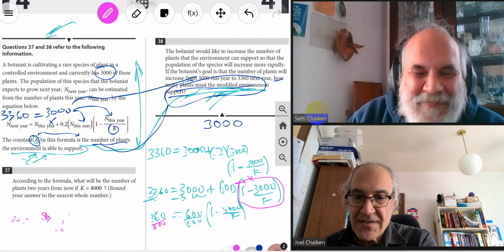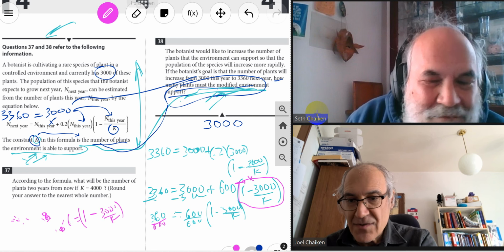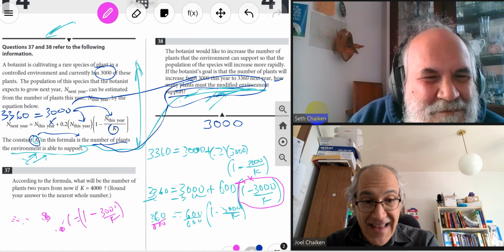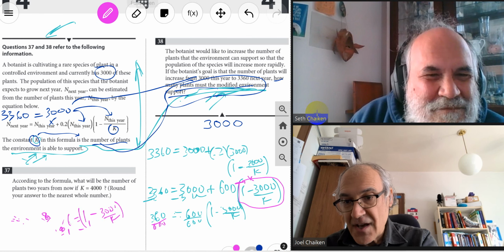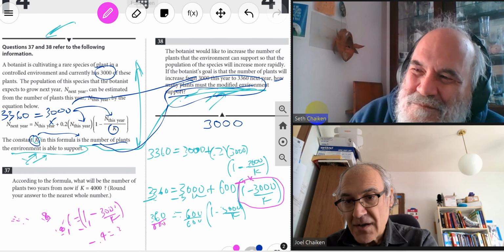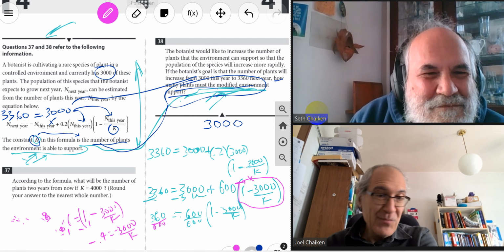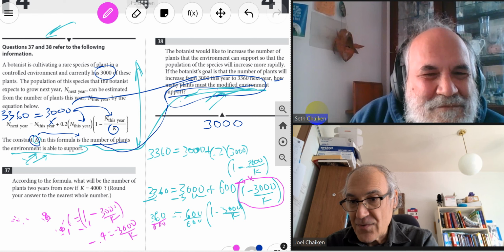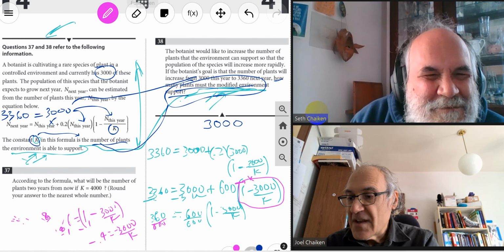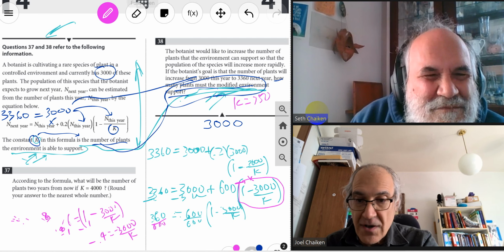So this is 0.6. 0.6 is equal to 1 minus 3,000 divided by K. So now you subtract 1. Thankfully, you're going to have two negatives, right? You subtract 1 on this side, you get negative 0.4 is equal to negative 3,000 over K. We could do what Seth did. You just switch the K to the numerator, and K is equal to 3,000 divided by 0.4, so K is 7,500.